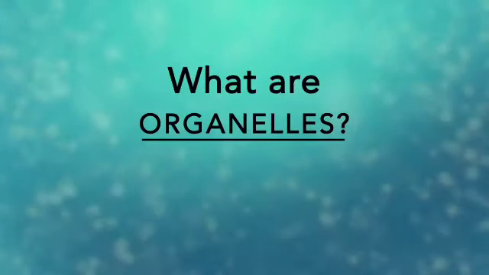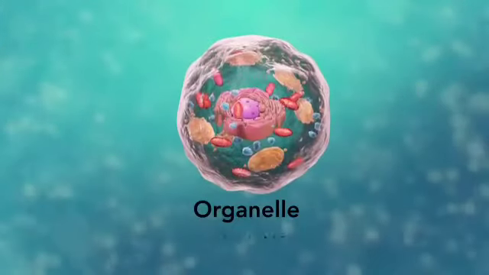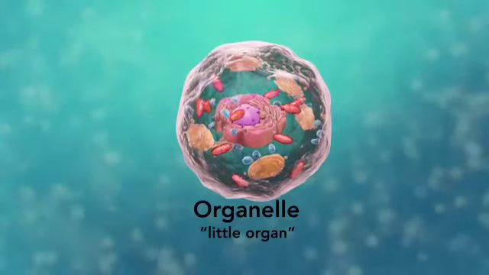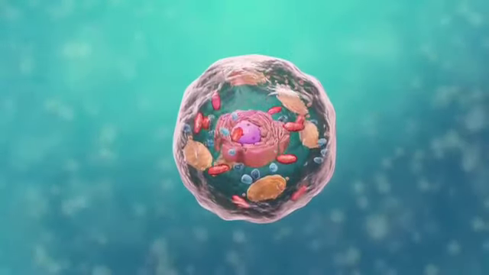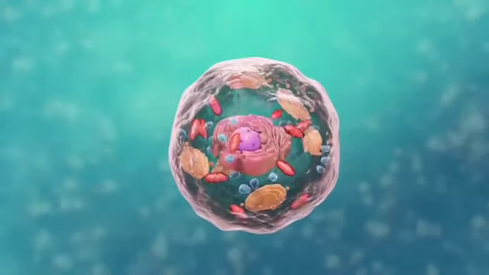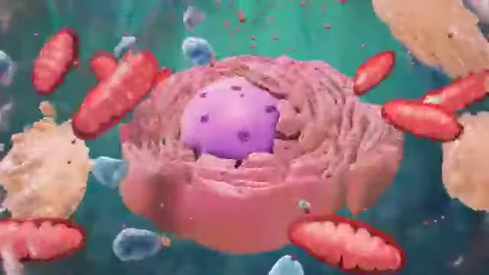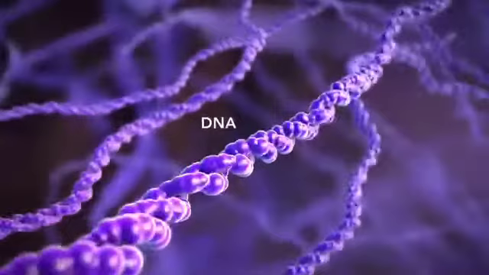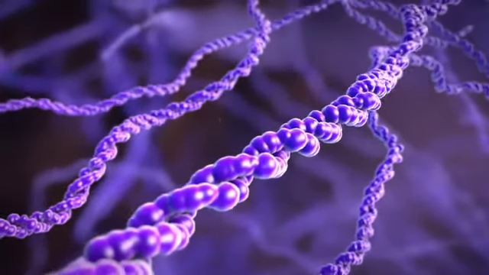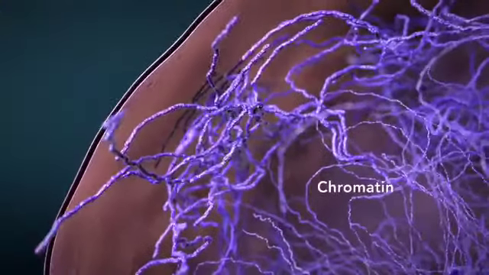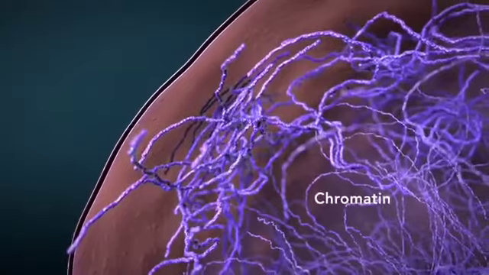So then what are cell organelles? Organelle means little organ. Organelles are the specialized parts of a cell that have unique jobs to perform. Let's start with the nucleus now. The nucleus is the control center of the cell, which contains DNA, the genetic material. DNA dictates what the cell is going to do and how it's going to do it.